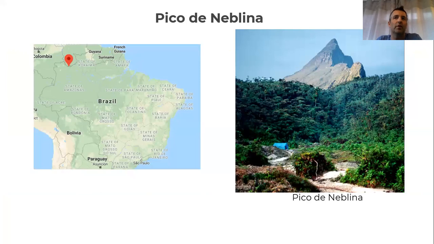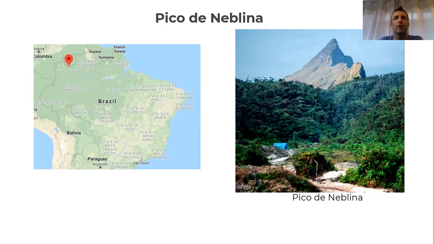Now, the next one we're going to look at is called, I hope I've got this right, Pico de Neblina. And it's the highest peak in Brazil. And it's 2,994 meters tall. That's really tall. It's higher than any mountain here in the UK. And you can see that it's in the northwest of Brazil, on the border of Venezuela.